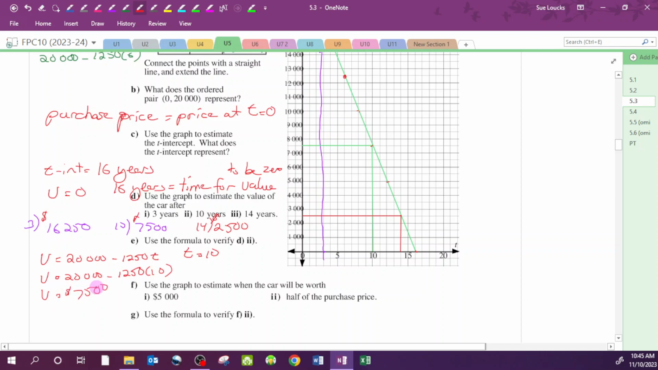It won't always be that nice because it won't always be right at a lattice point. Graphing is never as accurate as using the formula, but sometimes graphing is important. Use the graph to estimate when the car will be worth $5,000. So I'm looking for $5,000 on the graph. I'm going to go across here, and it's just a little bit past. So I'm going to just kind of eyeball.